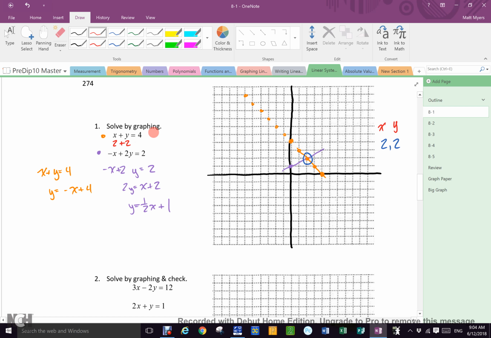So, does 2, 2 work in my first equation? Yes. What letter is that? X. What number can I write there? 2. Negative 2. Plus. What letter is that? What number can I write there? What's 2 times 2? Is negative 2 plus 4, 2. So, do I have the solution? Yes.